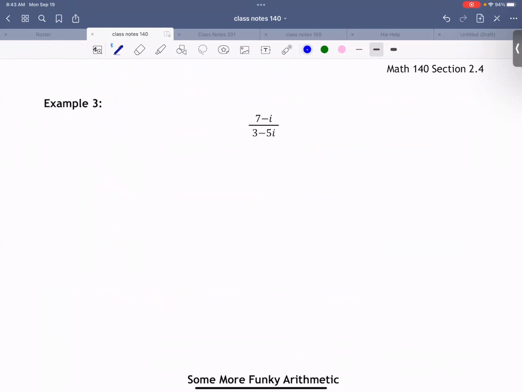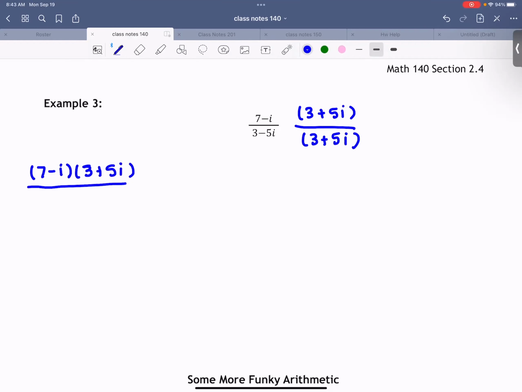Okay, so example number 3. What am I going to multiply the top and bottom by? Good. The conjugate, 3 plus 5i over 3 plus 5i. Okay, so multiply the top and the bottom by the same thing, and it's the conjugate that we're multiplying by. Okay, now you can do this in your head if you want. I like to write out the multiplication on the top and the bottom so I don't mess up. So we got 7 minus i, 3 plus 5i, 3 minus 5i, 3 plus 5i.